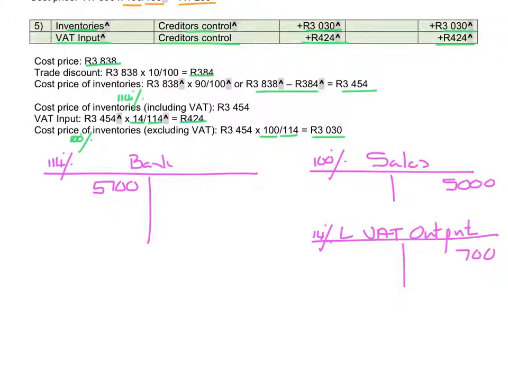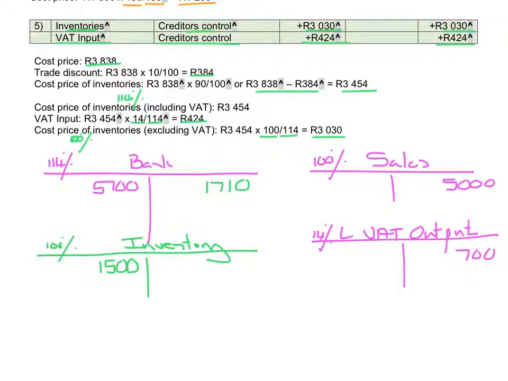If we purchase goods for cash, we will indicate that we buy for 1,710. So the amount that we will record in the bank will include the VAT that we pay for the goods. Then we will indicate that we buy the goods and the value of our inventory will increase with 1,500 excluding the VAT. Because we can claim the VAT back from SARS, it means it's not part of the cost price of the inventory. So inventory is a 100% account.